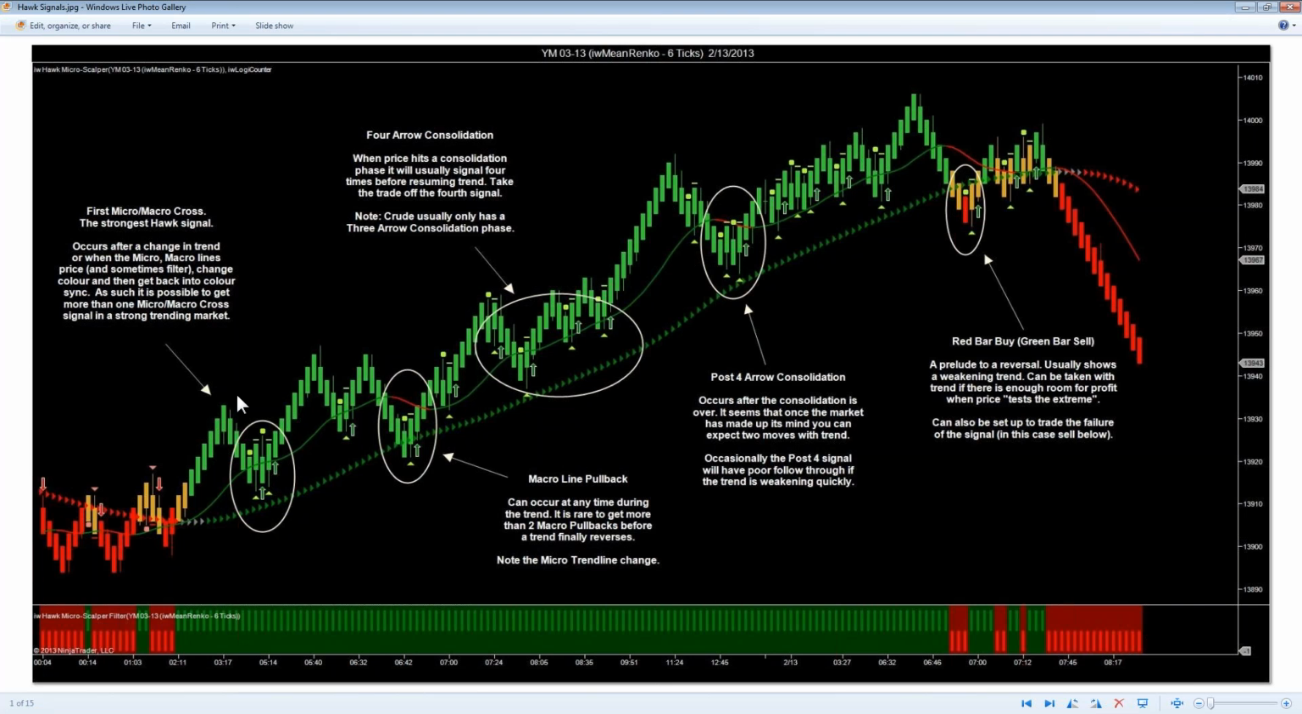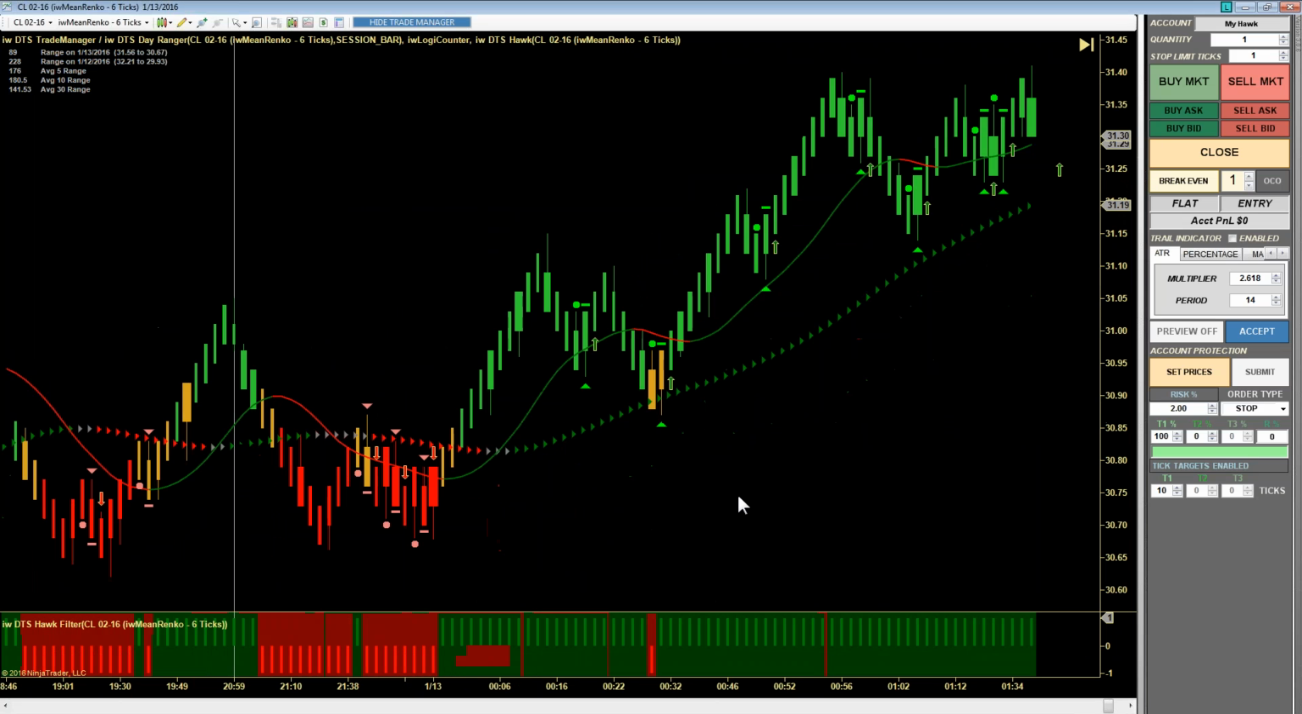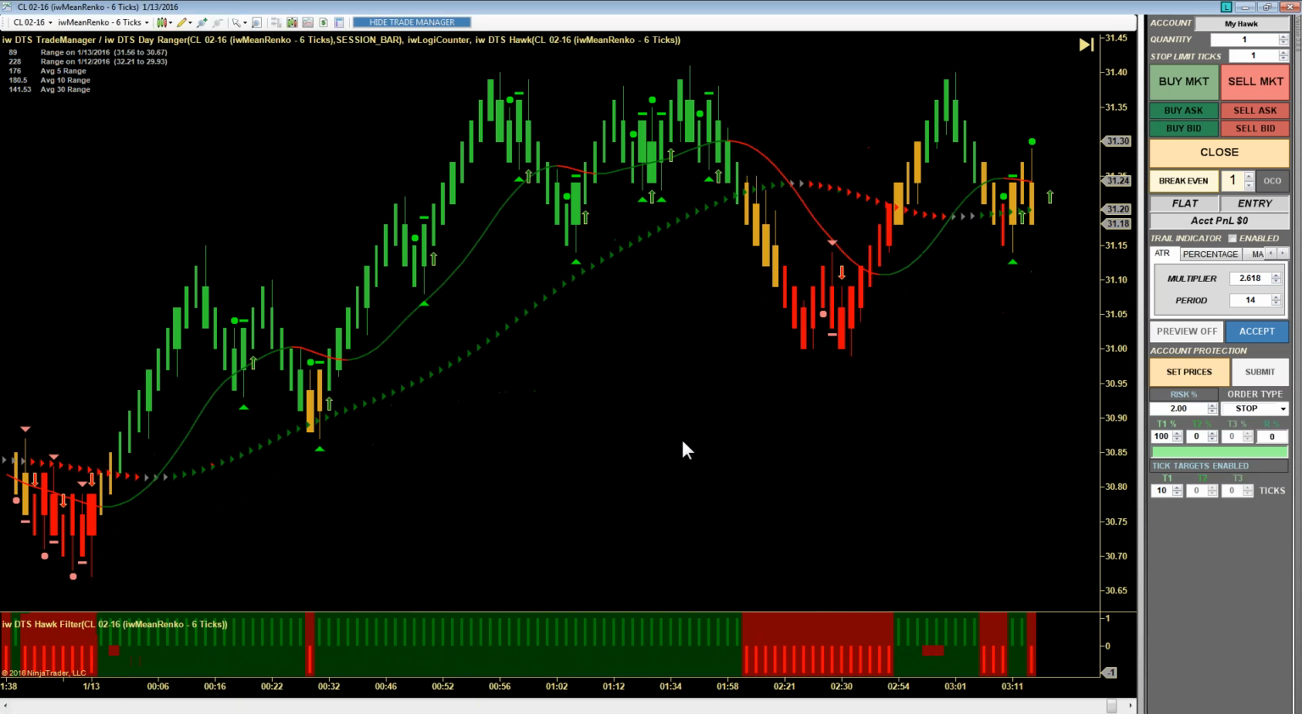So with the Hawk Scalper, for instance, we're looking for things like the first micro-macro cross signal. We're looking for the macro pullback signal, the 4-arrow consolidation, the post 4-arrow consolidation, and the red bar buy or the green bar sell. Those are the types of signals that we're focusing on. You can see there's a lot of signals that generate, but not all of those signals meet our criteria.